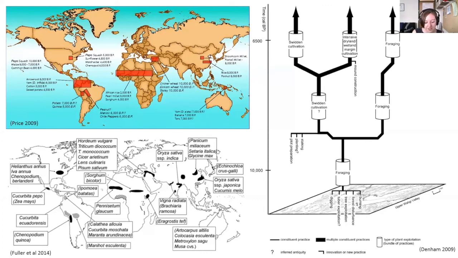A similar parsimonious model has long held sway for early agriculture studies and remains very much part of our current discourse. And that would be Price's model up top. 8 or 9 places where agriculture was invented and everything else spread outwards from there.